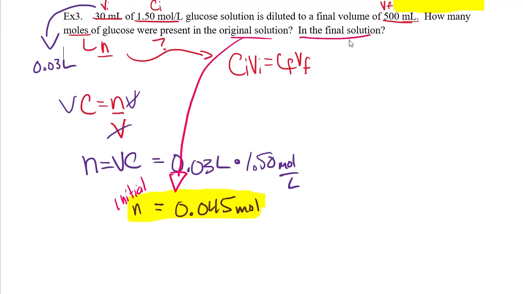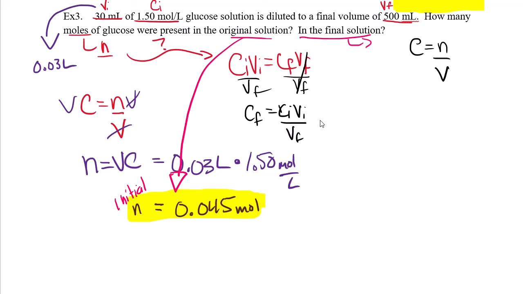It also says, what about the final solution? Well, if I want to find the number of moles in the final solution, I need to use C equals N over V. I don't know the C yet, though. So can I figure that out? Well, sure, I could use my dilution formula to figure out what my CF is, and then I could plug in here. Okay, so CF, how do I get that by itself? I've got to divide by VF on both sides. CF equals CI times VI over VF.